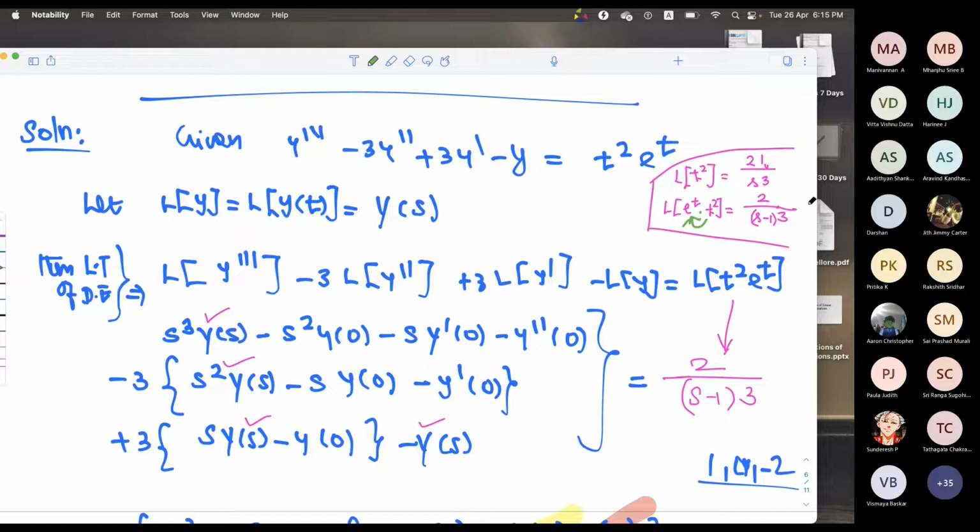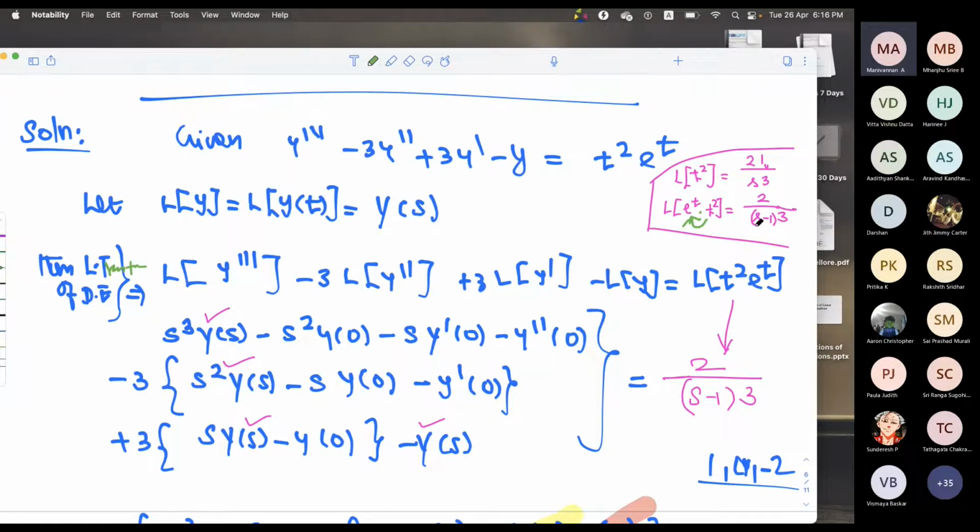Okay, so using this we have it in the form of y. So L of y of t is nothing but y of s. Then, taking the Laplace transform on both sides of the differential equation, we get s cube y of s minus s square y of 0 minus s y derivative of 0 minus y double derivative of 0, then minus 3 times this plus 3 times this minus y of s minus y of s.